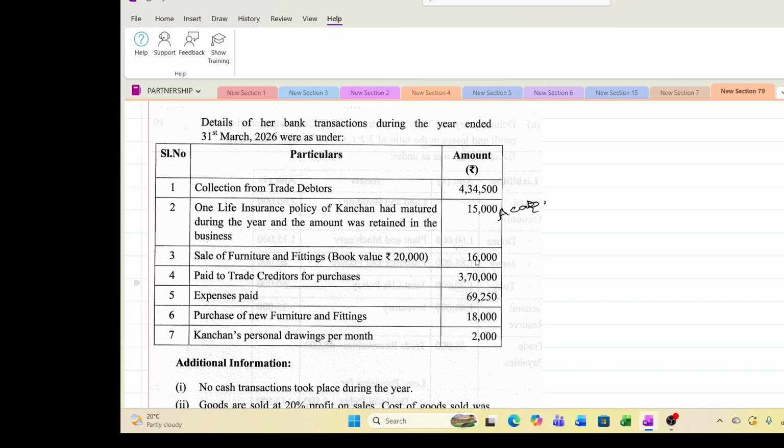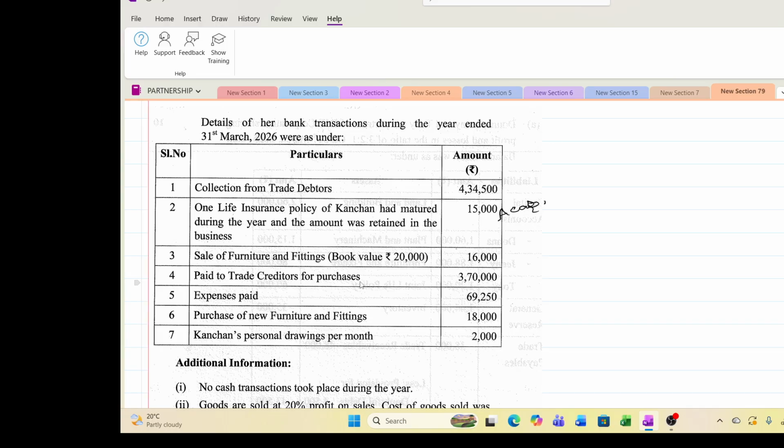In your bank account we have to record the receipt of 16,000, and in our P&L account there is a loss of 4,000. So see here, 16 plus 4 will appear in your debit side of bank account and P&L account, and 20,000 will appear on the credit side of furniture account. So both the aspects have been covered.